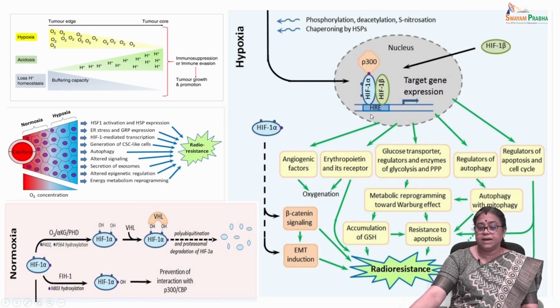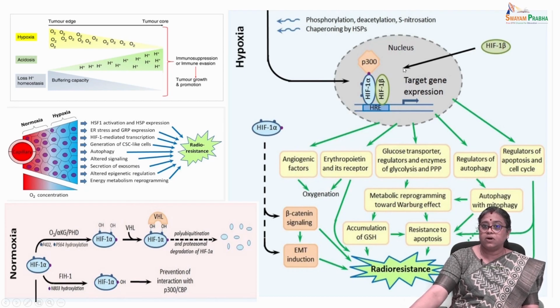Now in the DNA, there is a region which is a HIF1 responsive element, HRE. This responsive element is bound by HIF1 alpha and HIF1 beta, and this in turn is bound to the P300 family of proteins, and this ternary complex can lead to excess target gene expression.